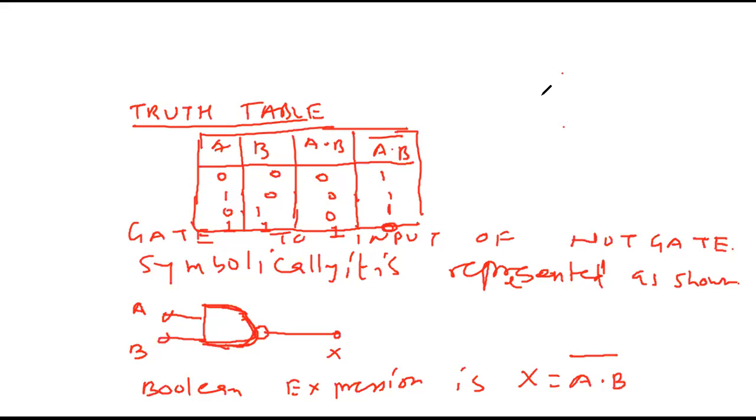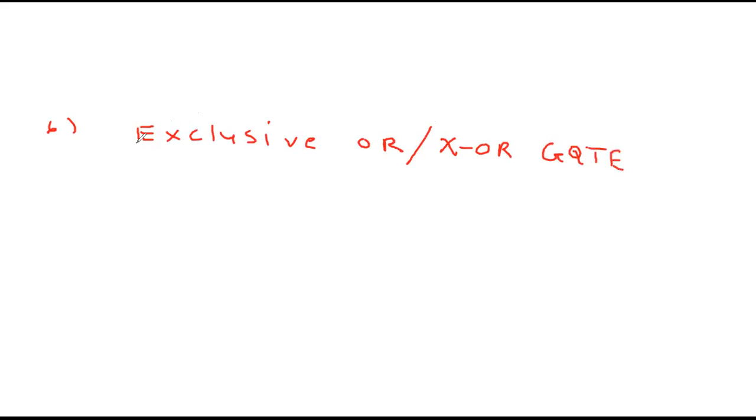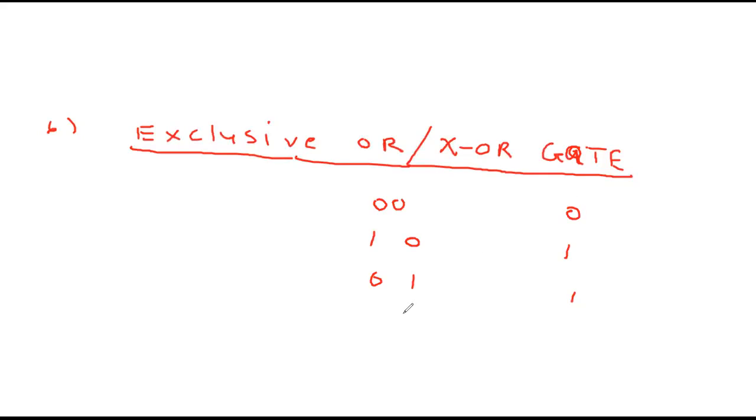One more last gate, the sixth one, exclusive OR, or XOR gate. This gate will give output only when one of the inputs is high, not both. That means for 1 0 it will give output, and for 0 1 it will give output. Both 0, it will not give output. Both 1, it will not give output. So that is called the exclusive OR gate.